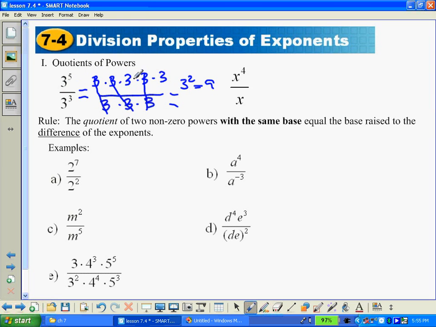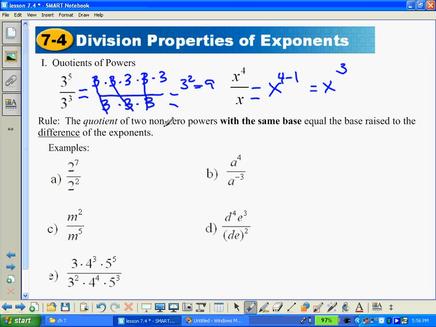And again, we had the same base. 5 and 3 were the exponents. 5 minus 3 is 2. That's how you get the answer. In this problem, x to the 4th divided by x, dividing, powers have the same base, so subtract the exponents. What is the exponent of x? Hopefully you remember that's the understood 1. So we have 4 minus 1, which is x to the 3rd.